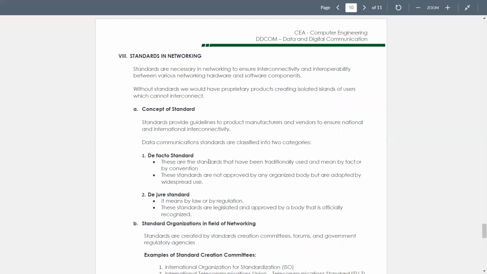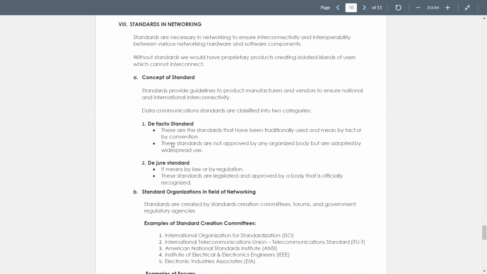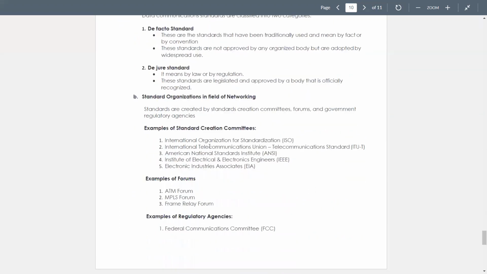And then we have the standards in networking, the same. It's the rules that we follow. So we have de facto and then de jure. De jure, these are the regulation, law, set by the law and regulation. We have documents on this. And then we have de facto, these are the standards traditionally used. So in data communication, we also have this. And then, of course, take note of this, organizations. They are the ones who maintain the regularity of data communication.